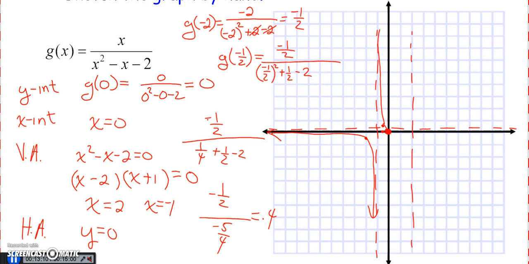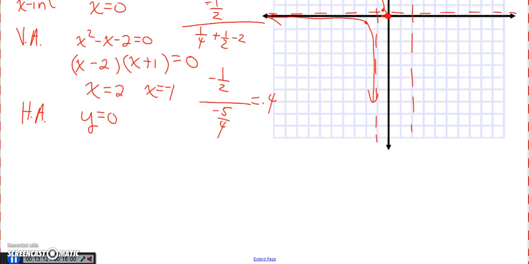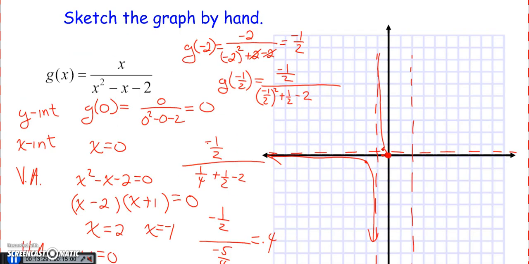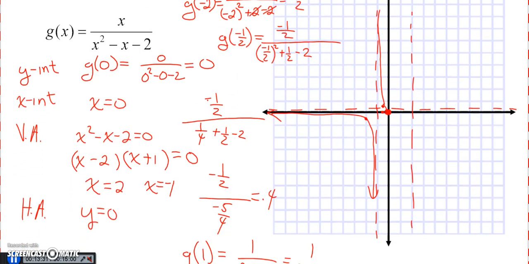The next point I'm going to test is g of 1. I'm running out of space here, so let's try g of 1. That's 1 over 1 squared minus 1 minus 2. So that's going to be 1 over -2. Looks like -1/2. So we can plot 1 comma -1/2. That's right here. Now this tells me I can follow. I pass through the origin here, and then I know I'm going to follow the behavior of your asymptotes.